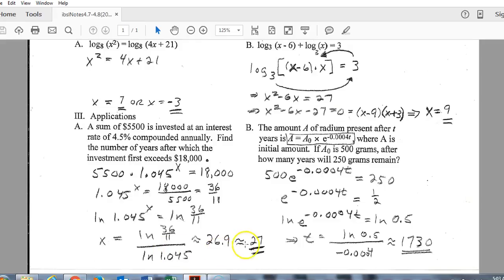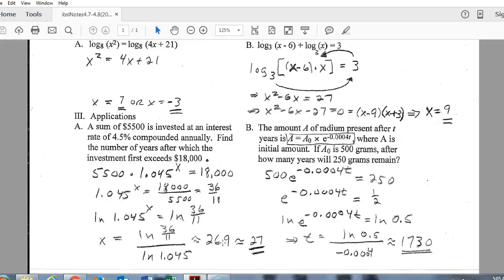In this one in particular, notice they rounded the whole thing to an integer, to 27. Because this one said find the number of years after which it first exceeds 18,000. And this one was compounded only once a year, so this wouldn't occur in the middle of the year. So it would take 27 full years for this to actually happen. So some of these you have to read into just a little bit.